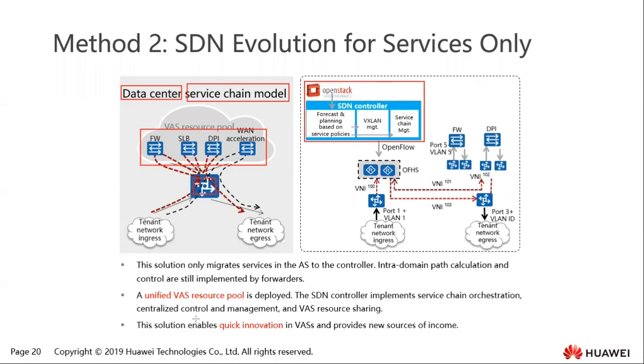So a unified VAS resource pool is deployed. The SDN controller implements service chain orchestration, centralized control and management, and VAS resource sharing. So really, here you're using the controller not to control the network, but to control the provisioning of these particular services in your data center. So that is what is happening here.